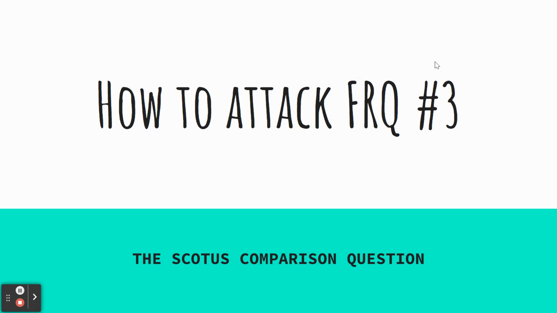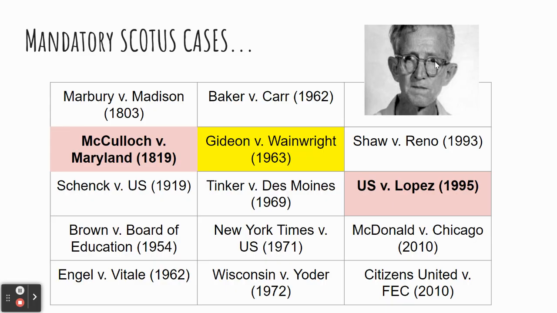The purpose of this video is just to give you a quick tutorial and some reminders on how to best write FRQ number 3 on the AP test, which is better known as the Supreme Court sort of comparison question. So the bottom line is that College Board requires you to know the 14 cases that are on the screen. These are the only cases that you really need to know, and these would be the only cases that you must know to write FRQ number 3, which is this Supreme Court comparison question.